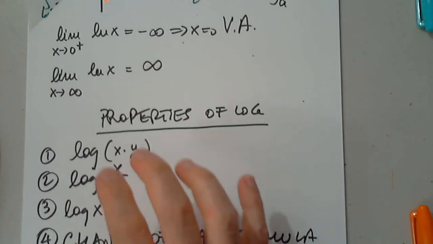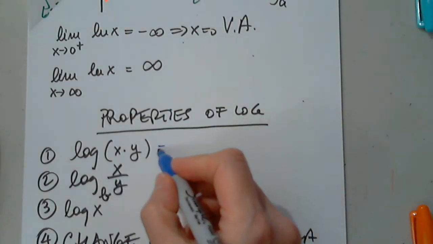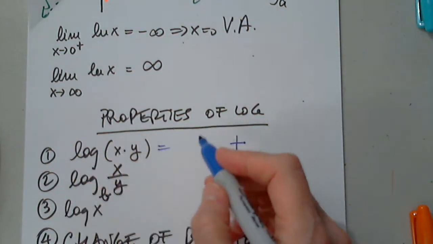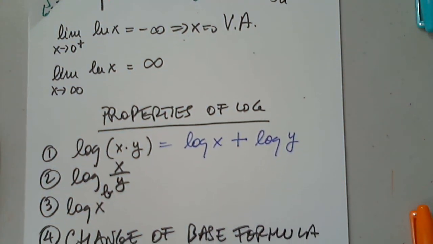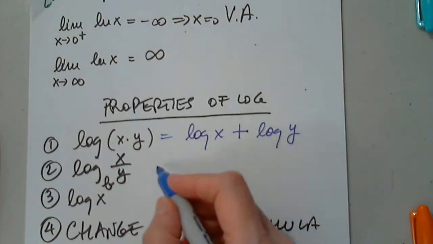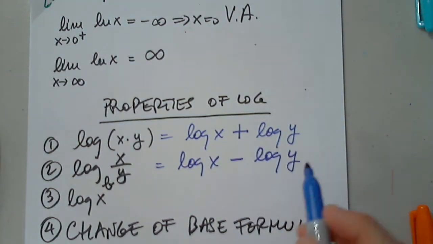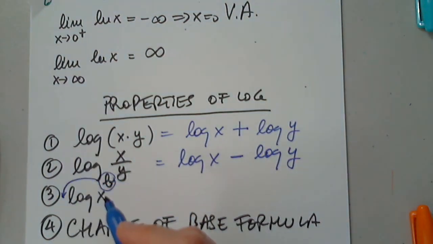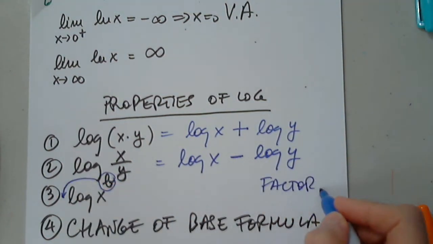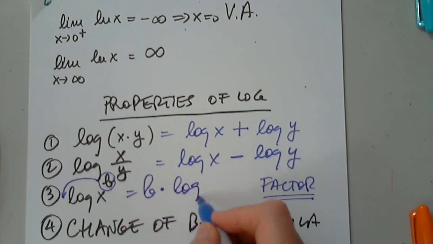Log of a product, and there is no other function that has this property. Log of a product is the sum of logs. Log of x plus log of y. Log of a ratio is the same, but with minus. Log of the top minus log of the denominator. This one is the easiest. You move b in front as a factor. Factor means multiplication. So b times, not plus, not minus, times log x.